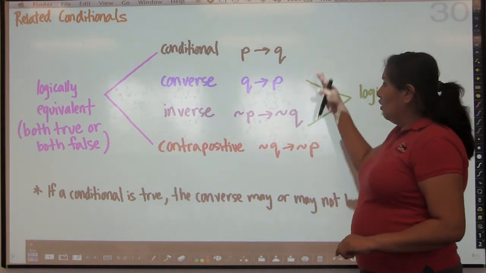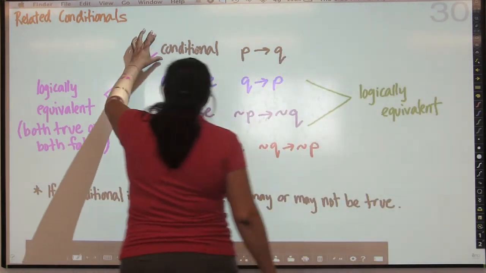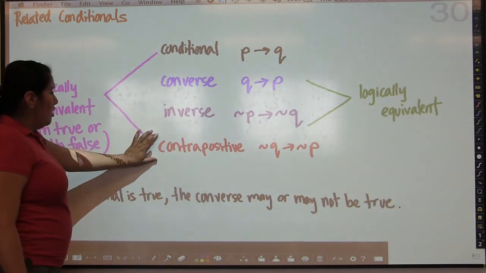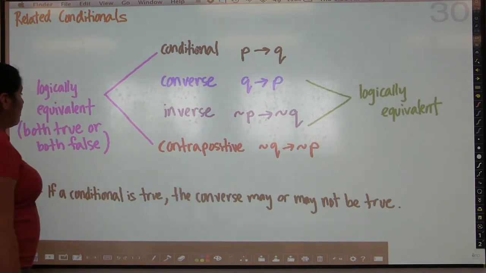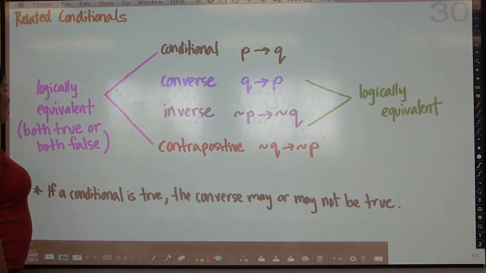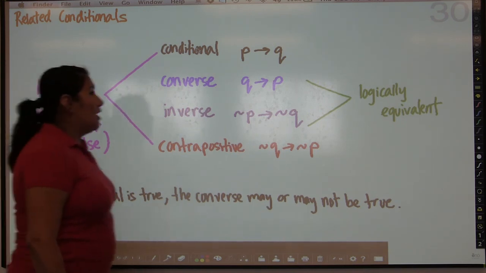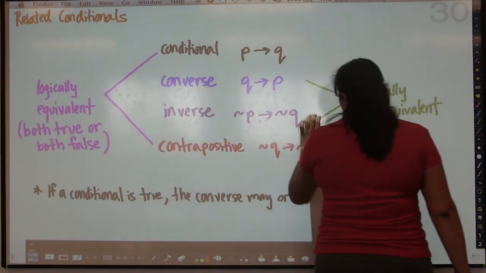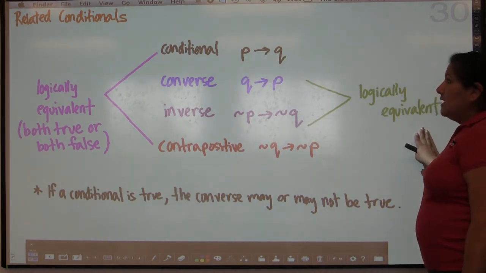All right, now in this whole mess, I just wanted to let you guys know that a conditional and a contrapositive are always going to be what we call logically equivalent. That means that they will always have the same truth value. They'll either both be true or they'll both be false, but they're logically equivalent. Also, the converse and the inverse will always be logically equivalent.